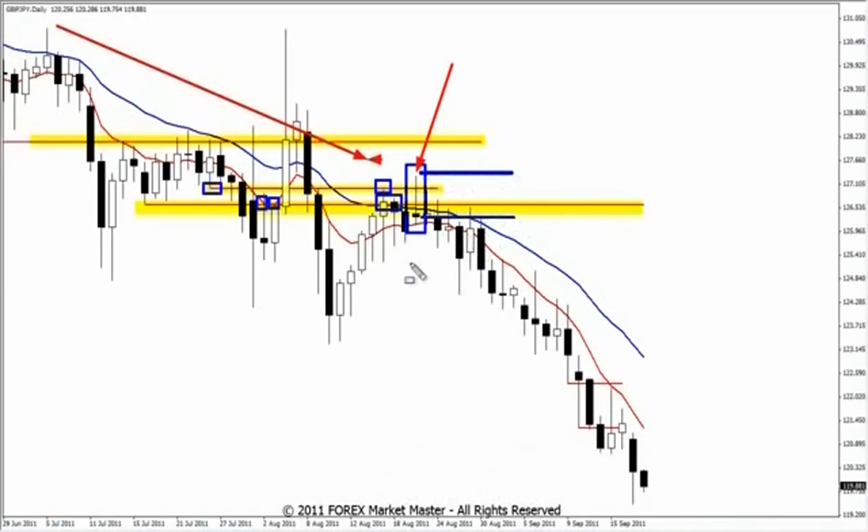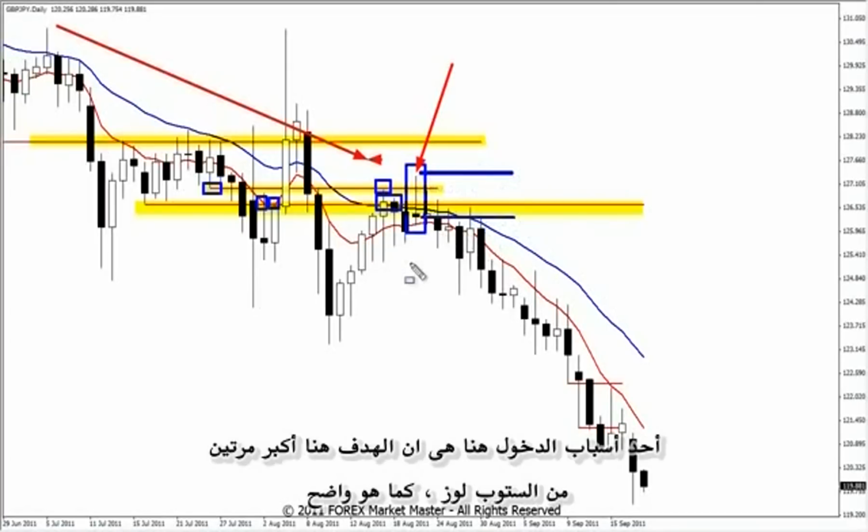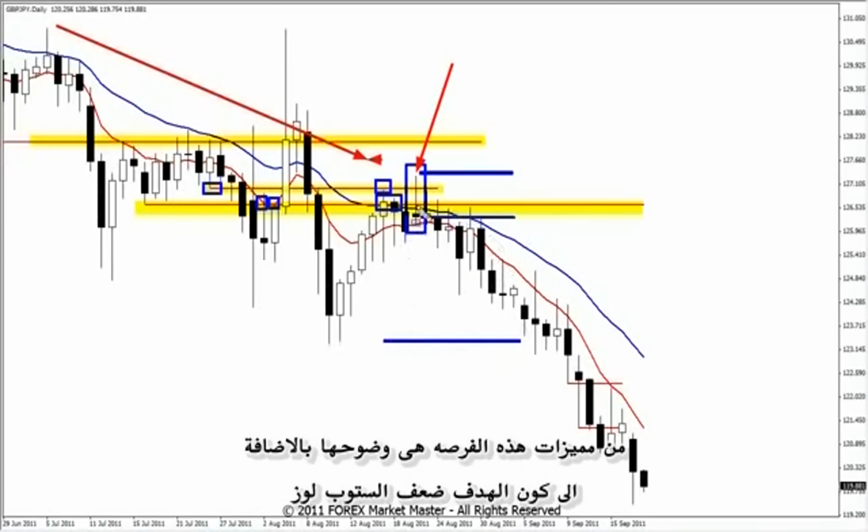And one other thing that is important as to why we want to take this trade is we want to see an area where we can get a 2-to-1 or greater return. And that's right down in here. Obviously, there's no problem hitting that area with a 2-to-1 reward to risk ratio.